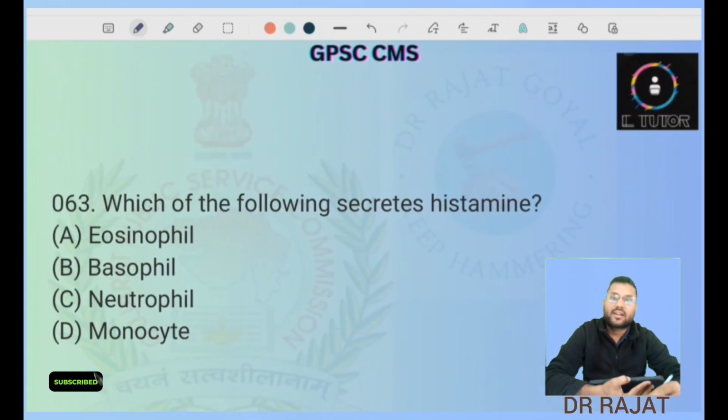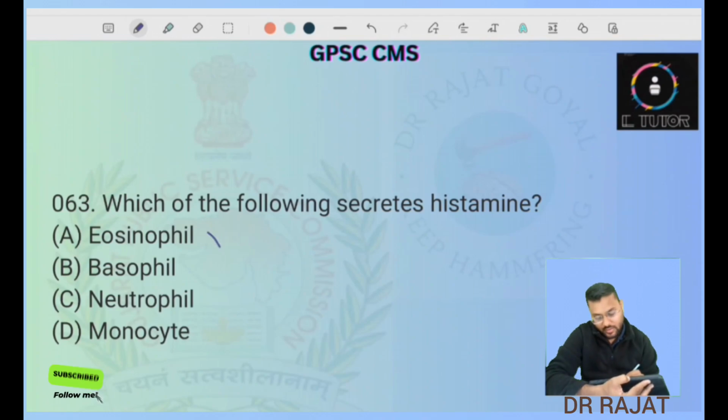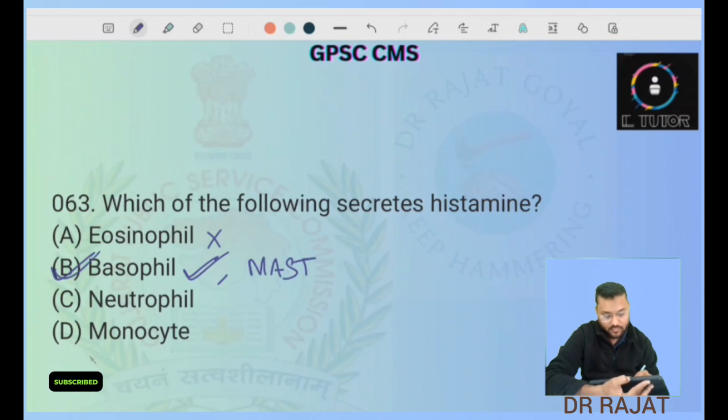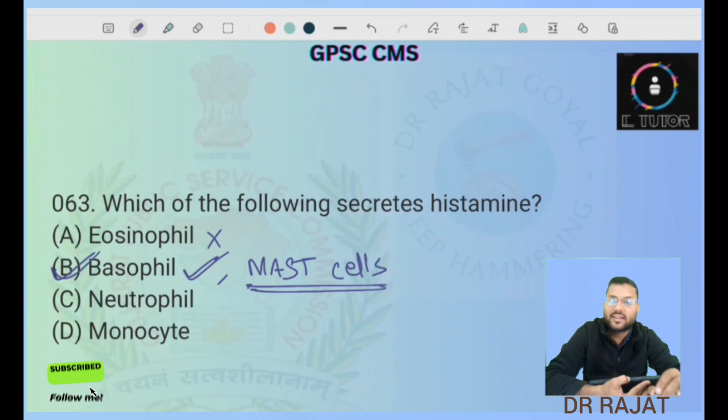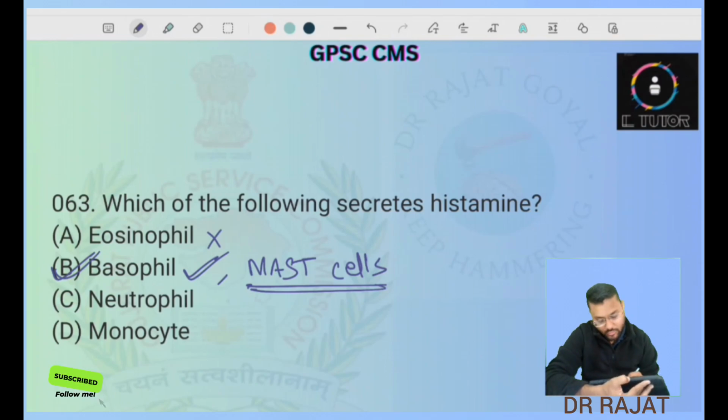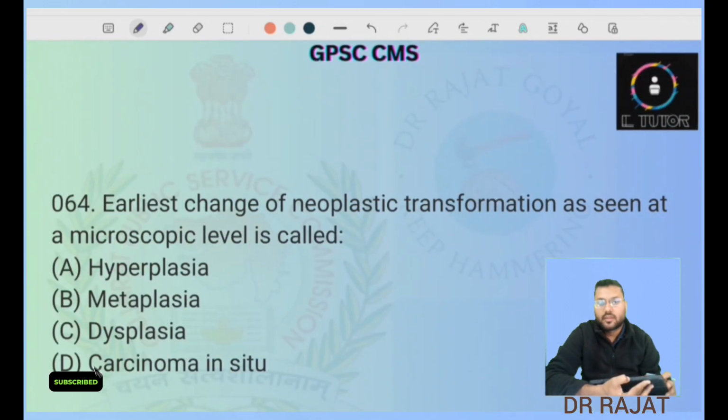Which of the following secretes histamine? So eosinophil, no. Basophil, yes, basophil will secrete the histamine, and also the mast cells. So mast cell and basophil mainly secrete the histamine. Neutrophil, no, and monocyte again no. So here the answer will be basophil and the mast cell, which will secrete histamine.